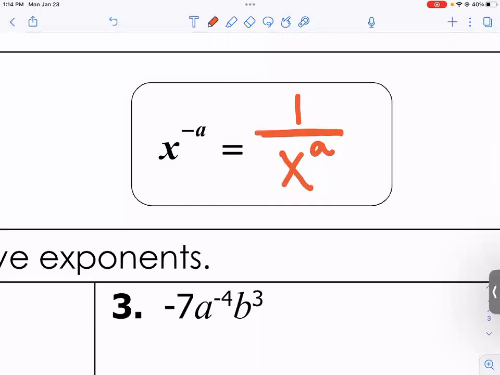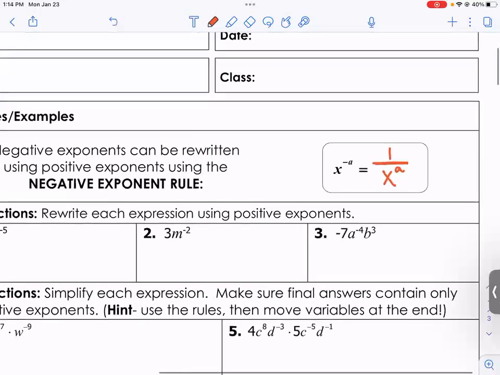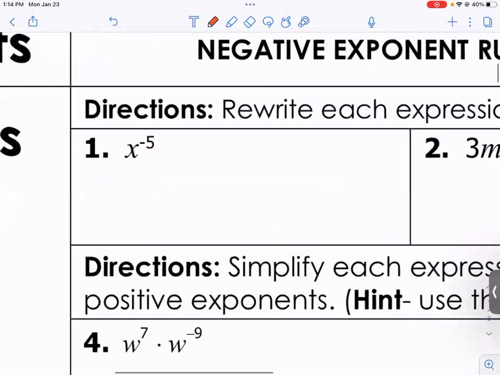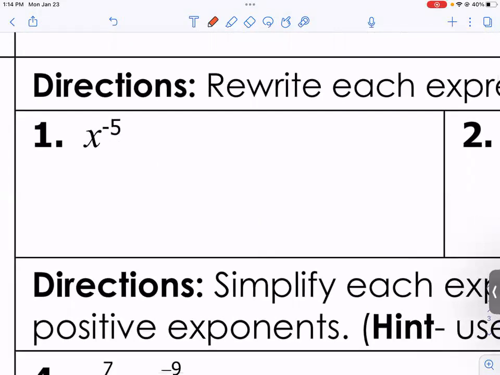The fraction bar is a magical line for exponents. Okay, so let's talk about this. This first example, x to the negative fifth, we would rewrite as 1 over x to the fifth.